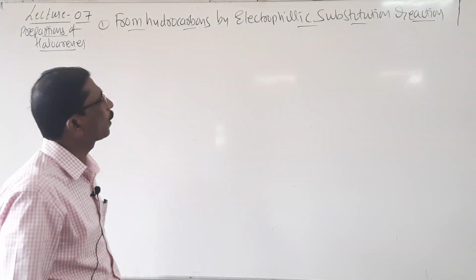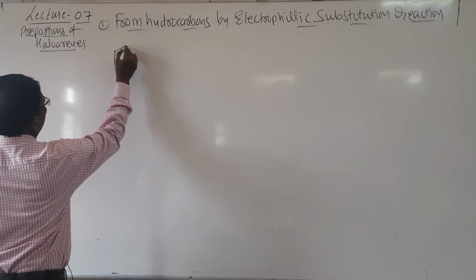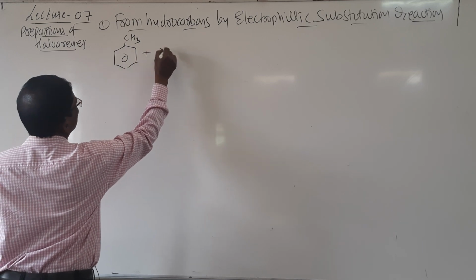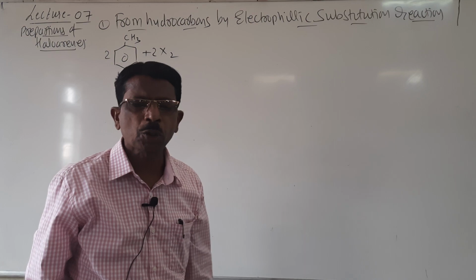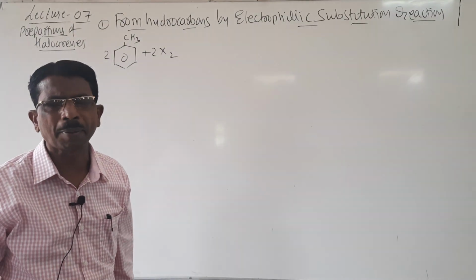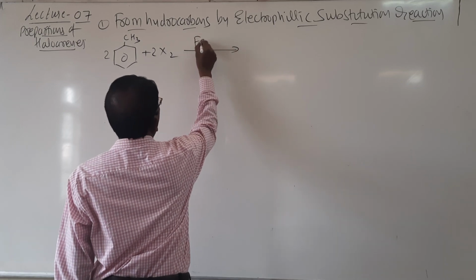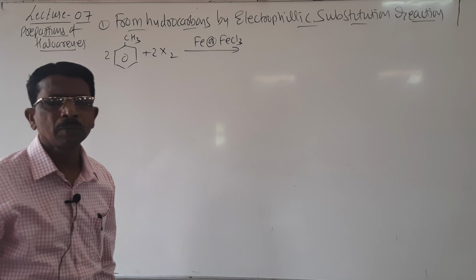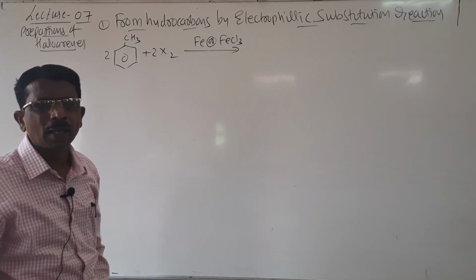So here the first method is when toluene is treated with halogens. X2 means it may be chlorine, it may be bromine, or it may be iodine. So it is treated with halogen in presence of iron or in presence of FeCl3 catalyst. It is also called a Lewis acid.